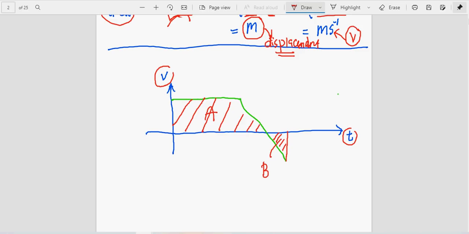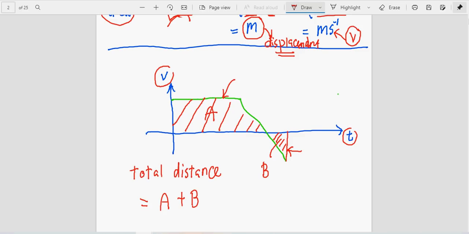So if the question asks you to determine total distance travelled, jarak, jumlah jarak, it should be A campur B. So you can use the trapezium formula for A and then the triangle formula for the area of B. Alright, so if they ask for total distance, campurkan A dengan B.